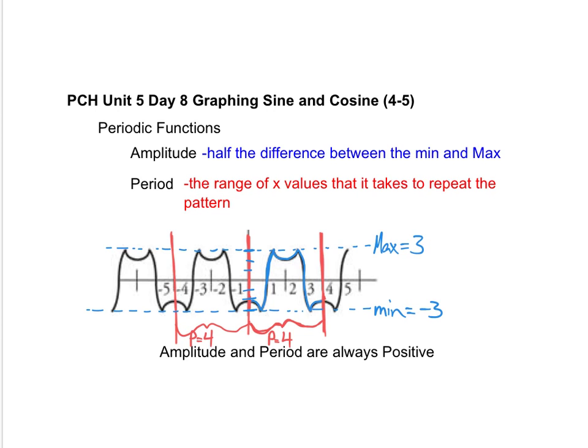So what's the distance here between the max and the min? It's 6. Divided by 2 is 3. So the amplitude is going to be that distance, 6, divided by 2. Okay? So our amplitude here is 3. Make sure you're thinking in terms of distance, not just the coordinates.